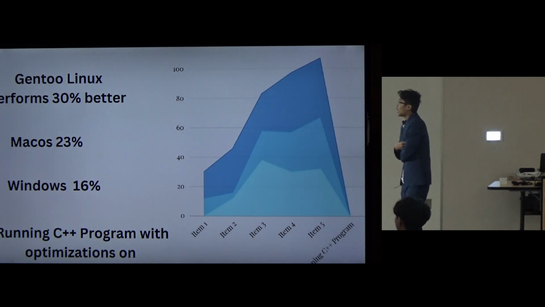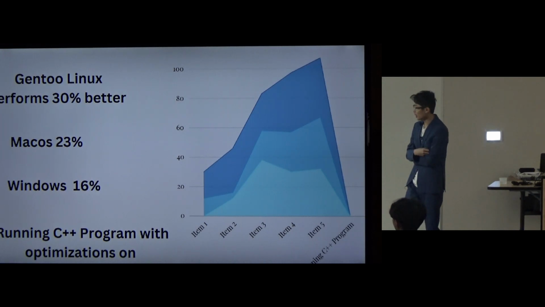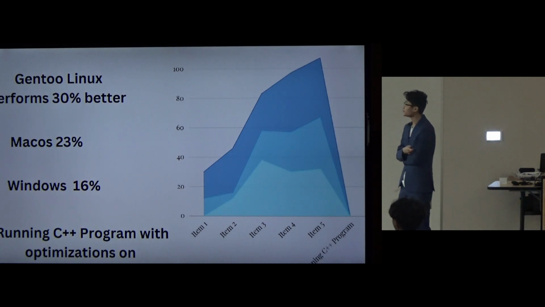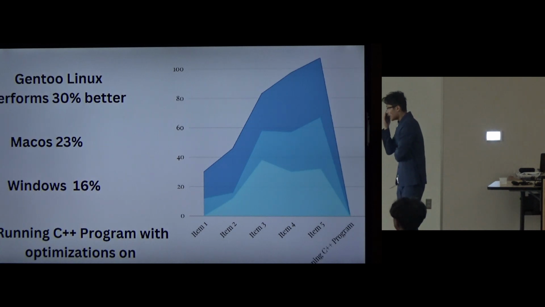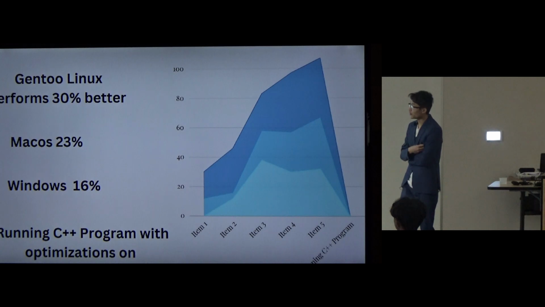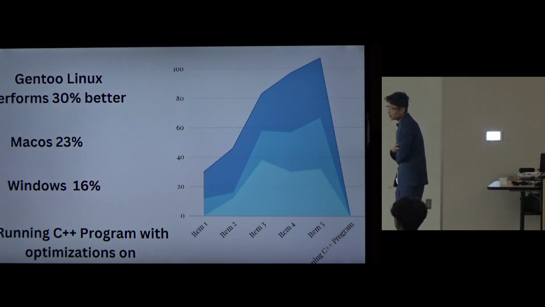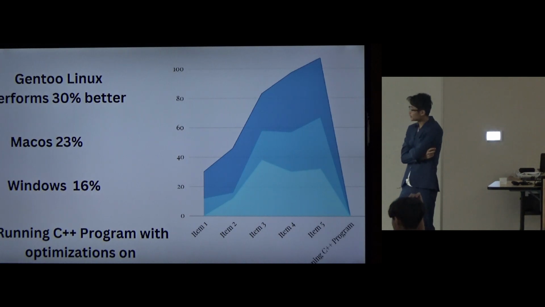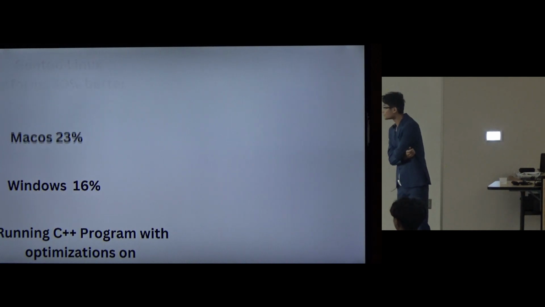So how I calculated these values is I ran a C++ program in Windows, measured the milliseconds, and then converted it to percentages. We can see that Gentoo Linux performs 30% better, macOS 23%, and Windows 16%.